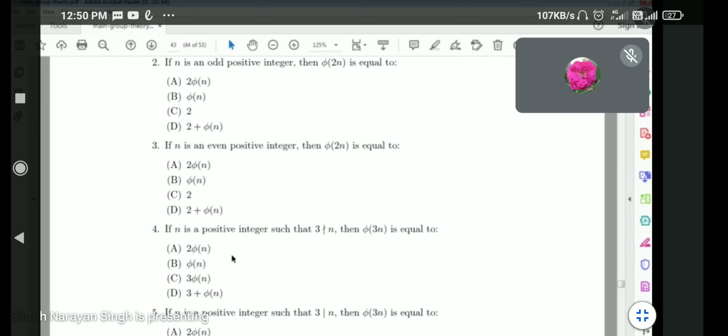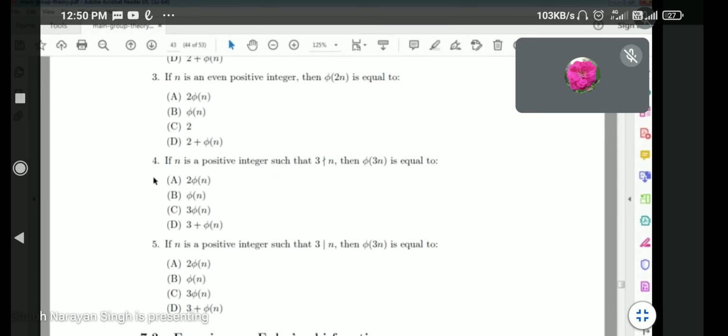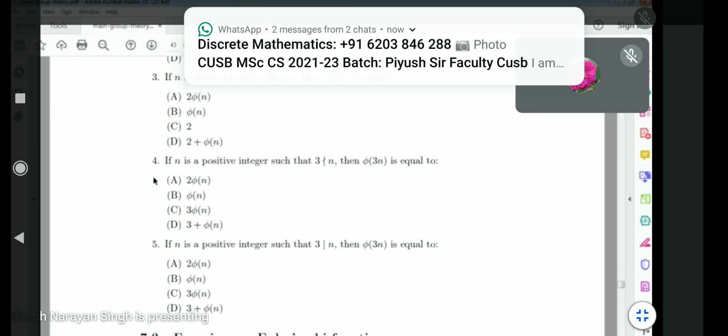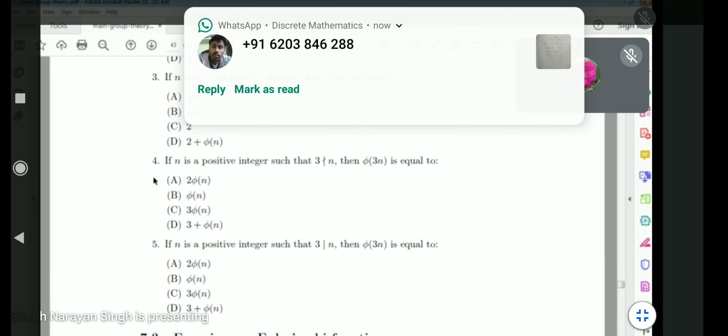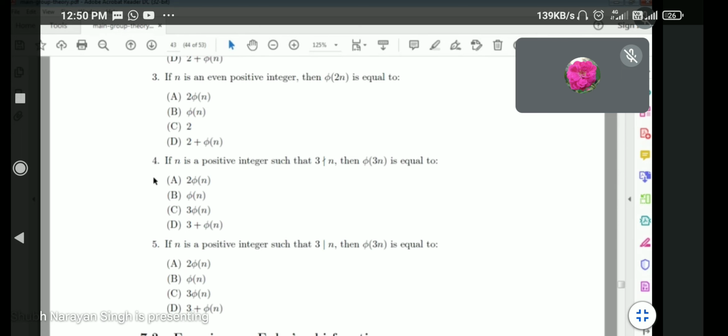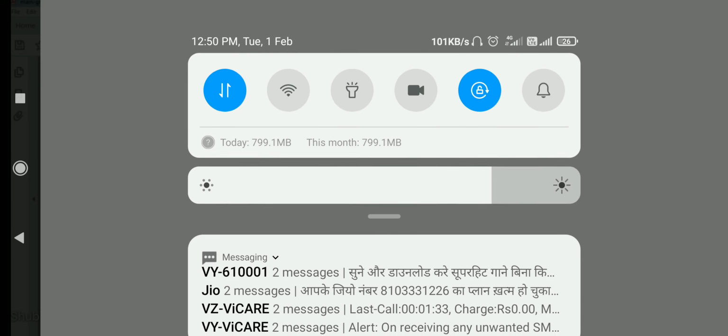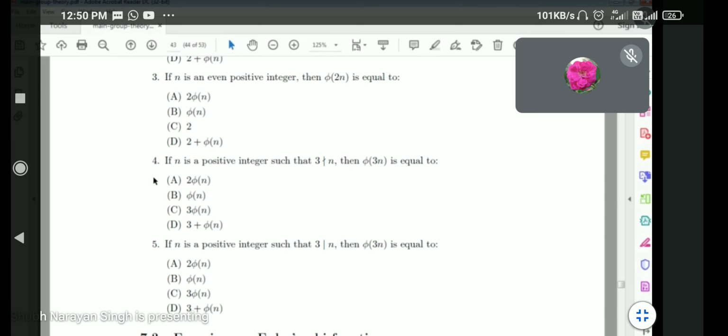2 into phi of n. How do we get 2 into phi of n? So 3 does not divide n, then GCD of 3 and n equals 1. 3 is not dividing n, means n doesn't have any factor of 3. So GCD of 3 and n is equal to 1. Good, yes. Then phi of 3 into phi of n. Phi of 3 equals 2. Yes, good.